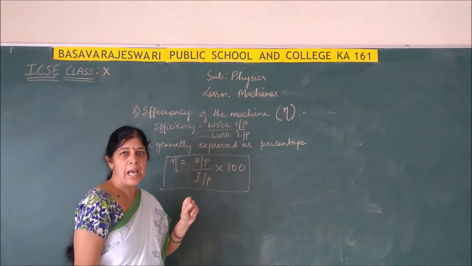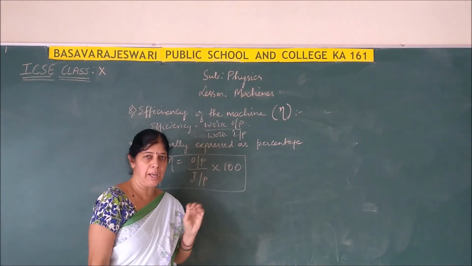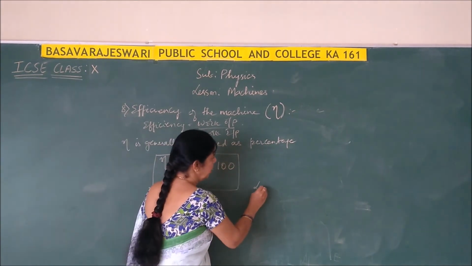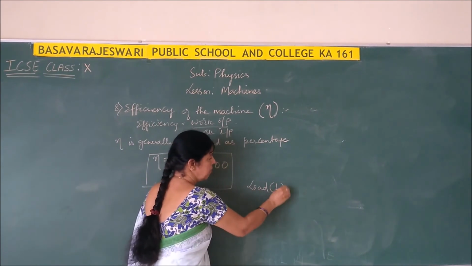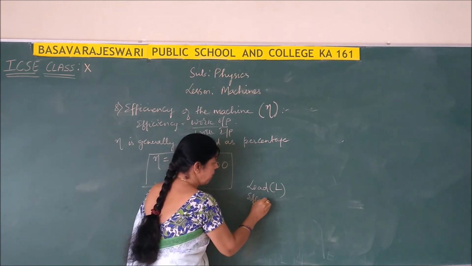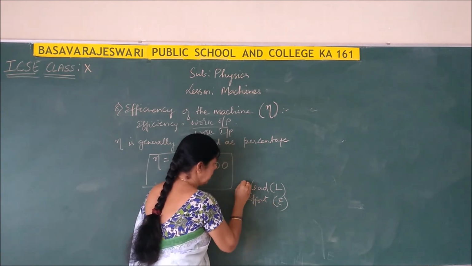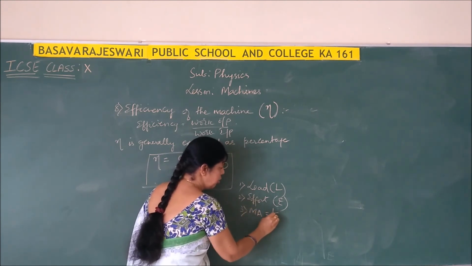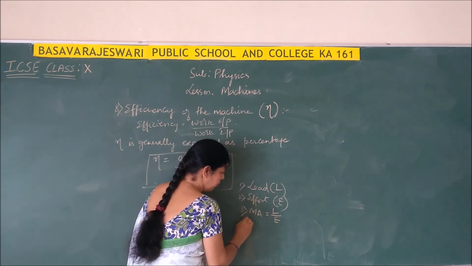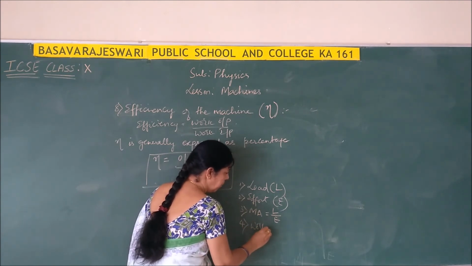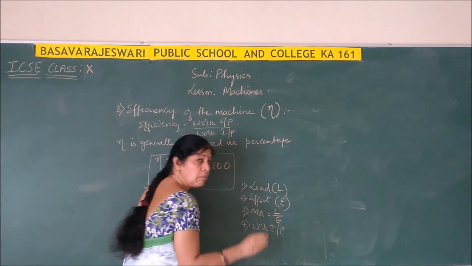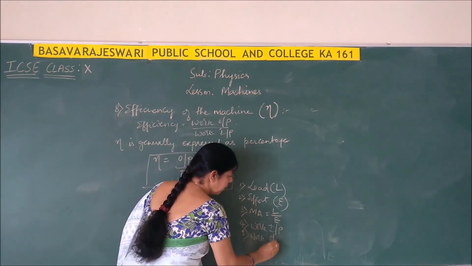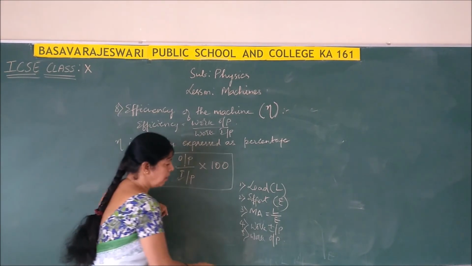So, in today's class, I have told you about some 8 terms related to simple machines. Which are those 8 terms, children? First one is load, right? Which is represented by the letter L. Second one is effort, which is represented by the letter E. Third one is mechanical advantage, it is the ratio of load to effort. Fourth one is what? Work input, means work done on the machine. Fifth one is work output. That is work done by the machine.